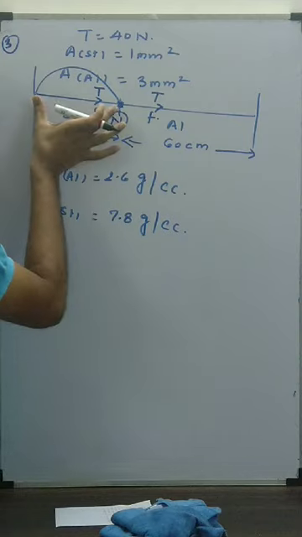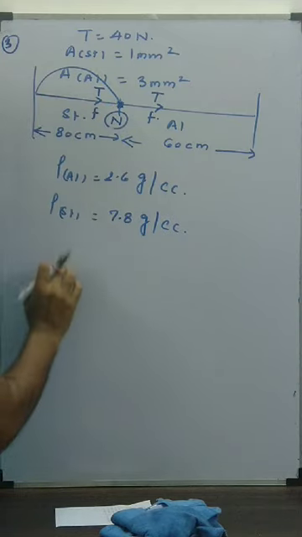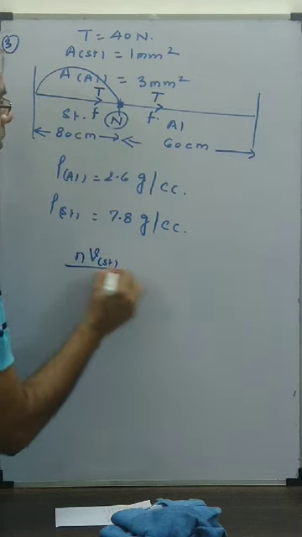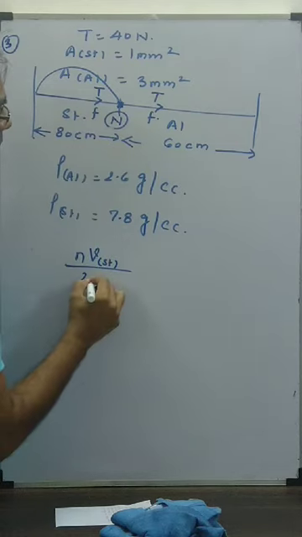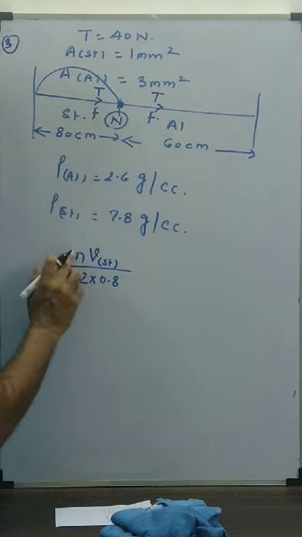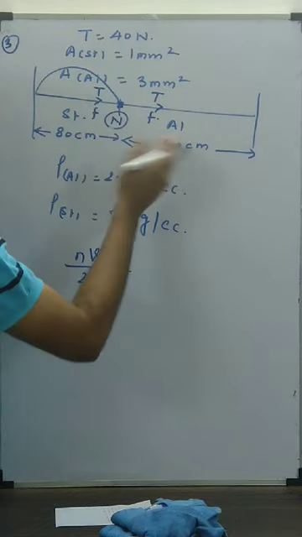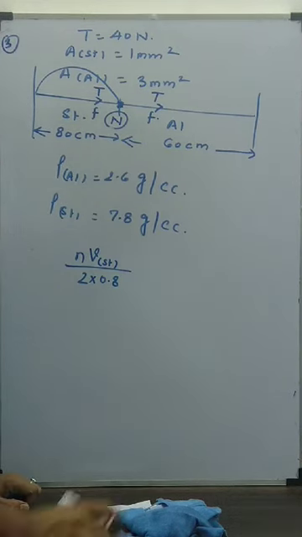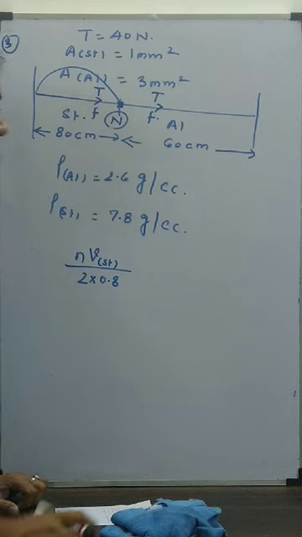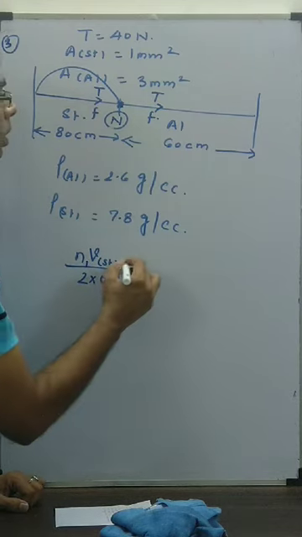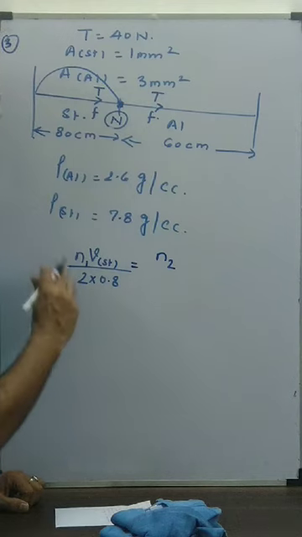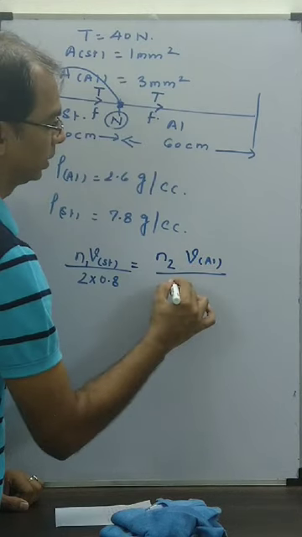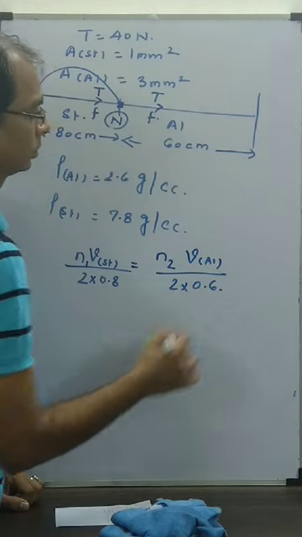Now, if these two ends are fixed, then in this particular case, n times velocity of the string in steel by 2 into 80 centimeter. Now I consider this as n loops, because we cannot say we want it to be in fundamental; whether it's in fundamental or not, we don't know. We have to prove it. So I consider maybe there are n1 loops here, and here I am considering there are n2 loops. So n1 V in steel by 2L equal to n2 V in aluminium by 2 into length of that. This gets cancelled.